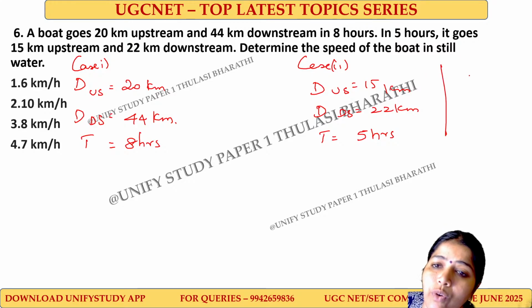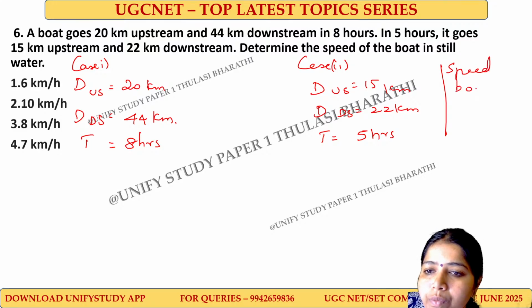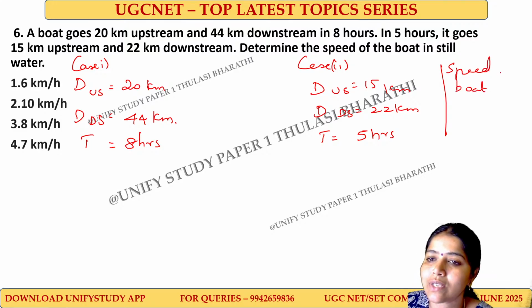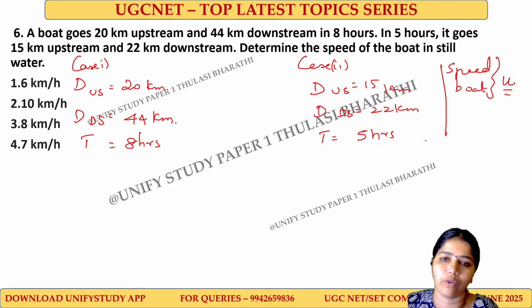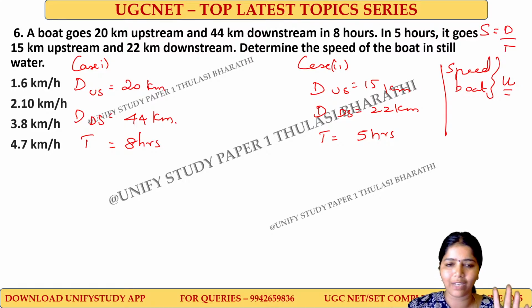What we have to find out? We have to find the speed of the boat in still water. Speed of the boat in still water is this u we have to find out. Okay, come on, let's start doing this problem. Here, as we know that speed is equal to distance divided by time, you can have it in the case. Here, what is our case 1?